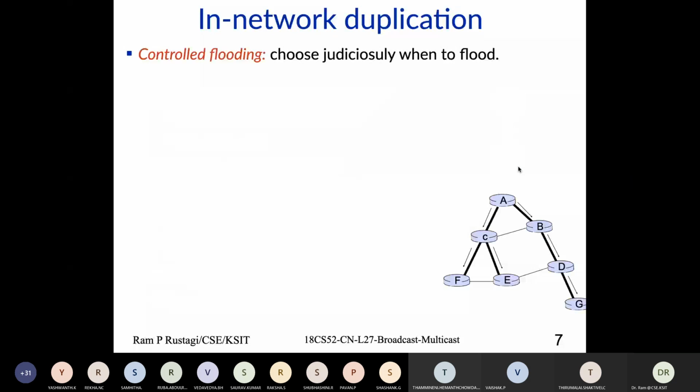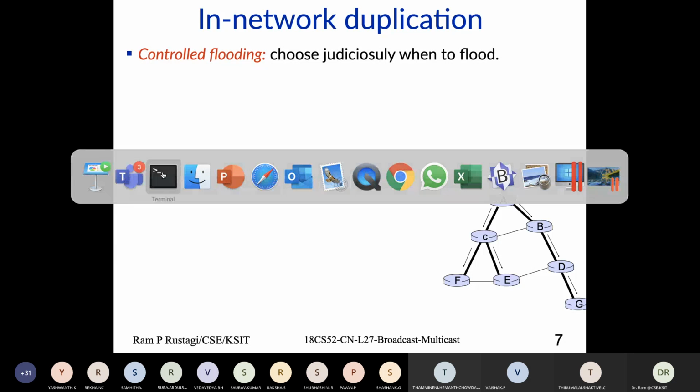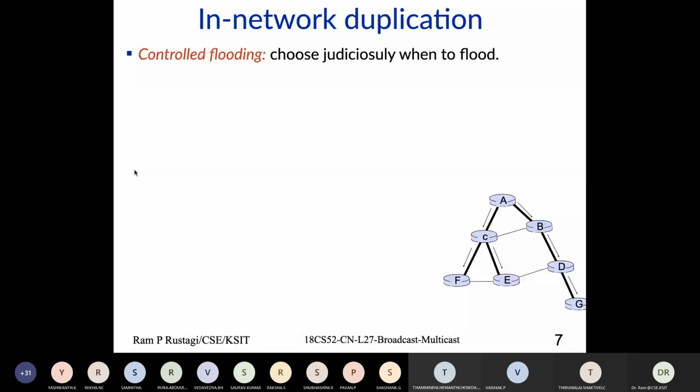So how do we avoid this flooding? Basic flooding means if I receive a packet, I recreate the packet and send it on all the other links other than the one I received it on. But that could lead to cycles and that could lead to a broadcast storm. So we need to be choosy about when to flood and when not to flood. The first approach is called controlled flooding. This is what we have seen in link state routing.